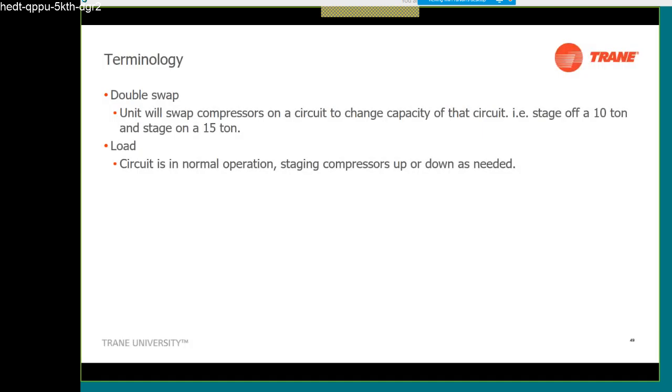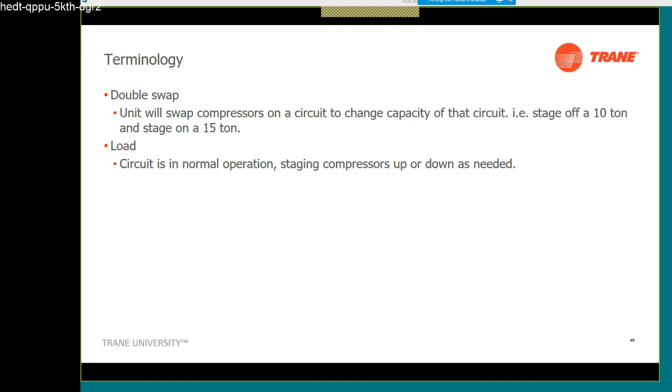A couple of terms we're going to talk about. With double swap, we talked about double swap before. The unit will swap compressors on a circuit to change capacity of that circuit. Stage off a 10 and bring on a 15. Stage off the 15, bring on the 10. Sometimes when we're in a limit situation, we can still do a double swap and it's still allowed. It's not counted as actually adding capacity, it's counted as a double swap.